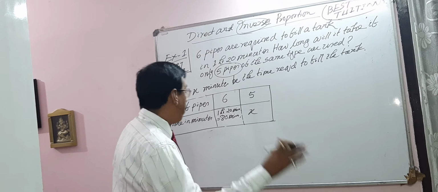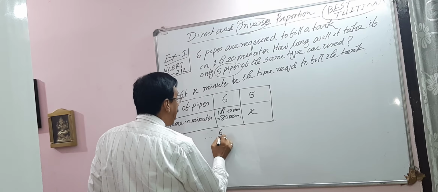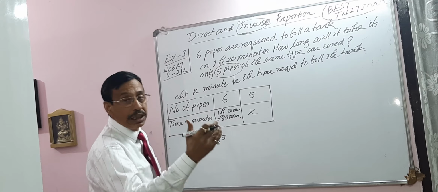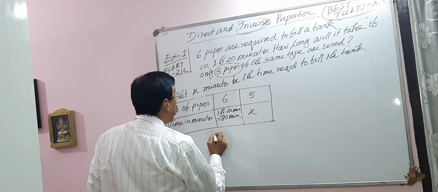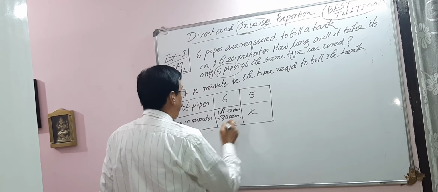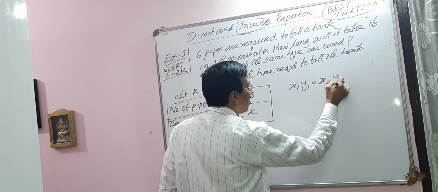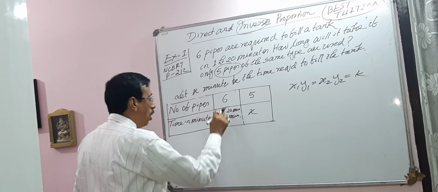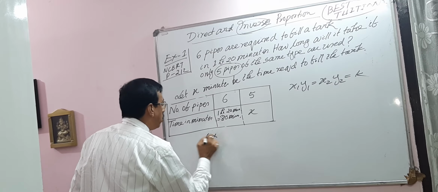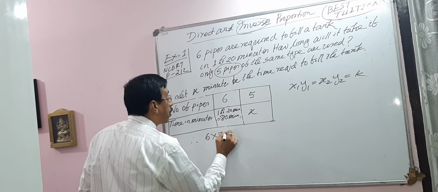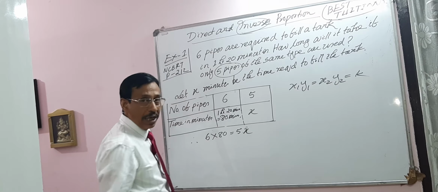After writing this line, what will you say? Therefore, 6 by 80. Why therefore? Because you have shown the logic that it is a case of inverse proportion. So what is the relationship? x1 y1 is equal to x2 y2 is equal to a constant. So I shall write 6. Therefore 6 into 80 is equal to 5 into x, that is 5x. Okay? Clear?